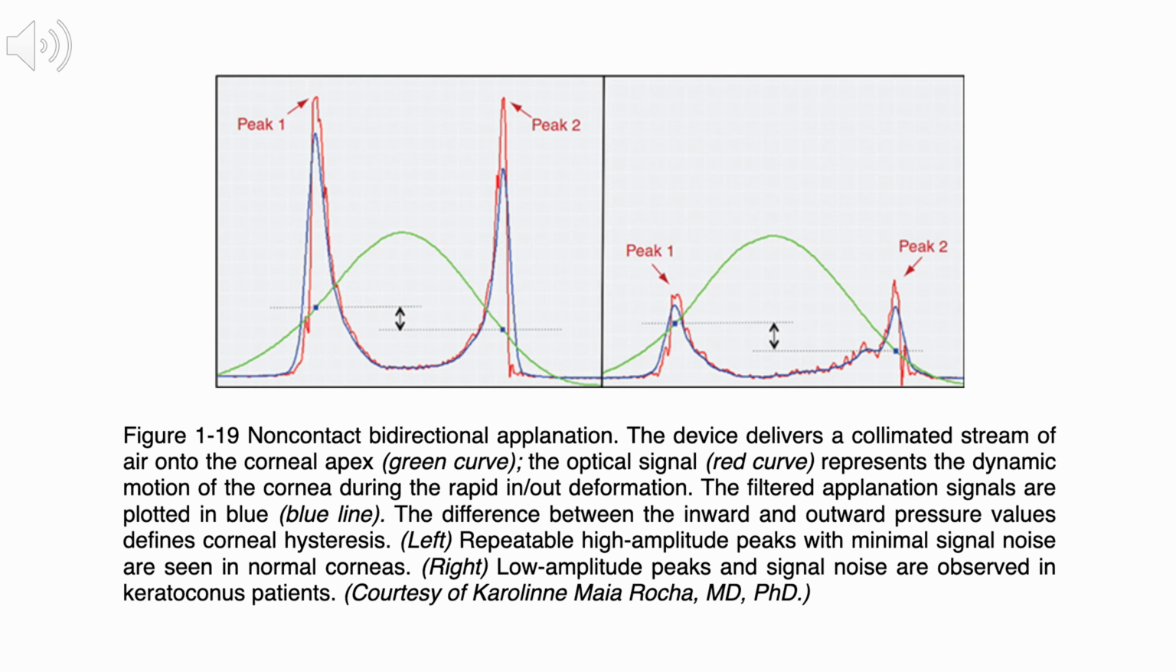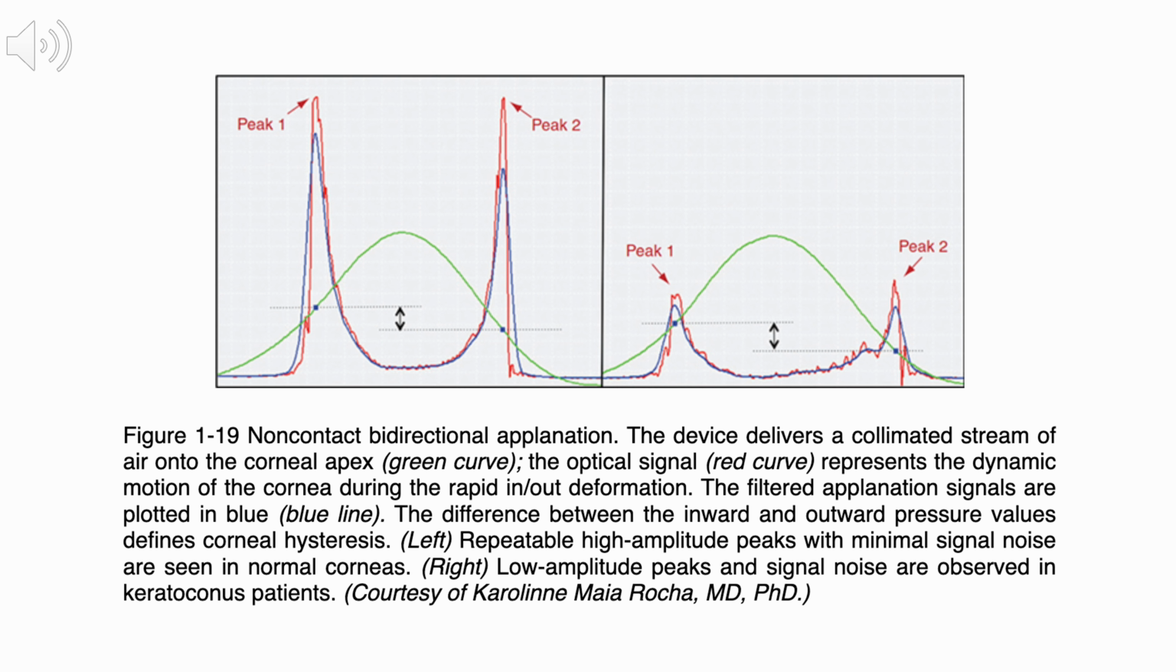The green curve shows the air puff getting stronger and then fading away. As that air hits, the cornea bends inward and then springs back out. The red and blue curves show how the cornea is moving during that in and out motion. When the cornea moves inward, it briefly becomes flat. That moment is the first peak. Then the cornea keeps bending, forms a little bowl shape, and starts to come back out. When it becomes flat again on the way back, that's the second peak.